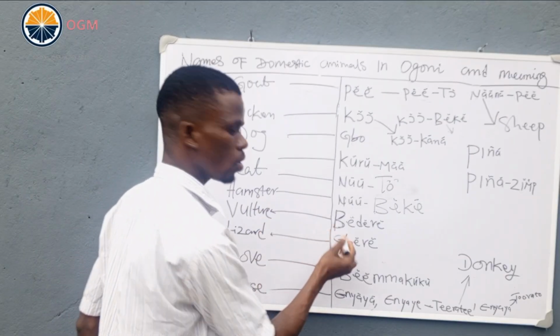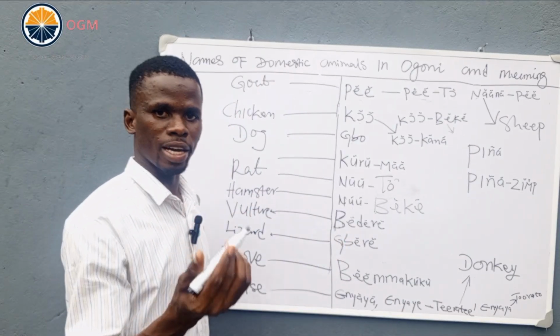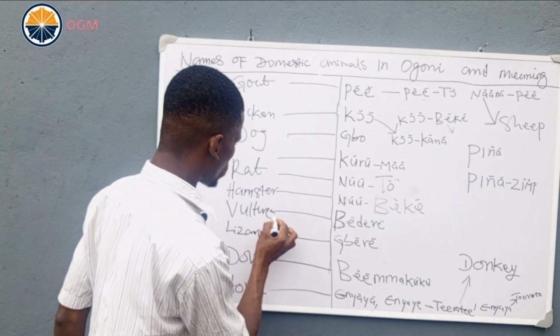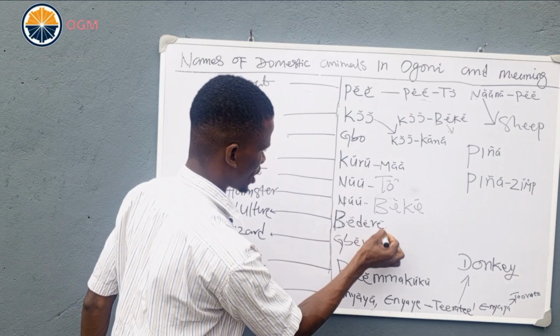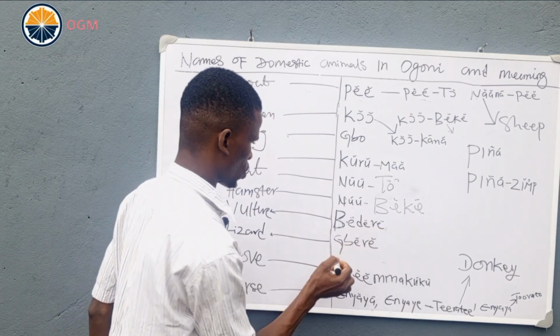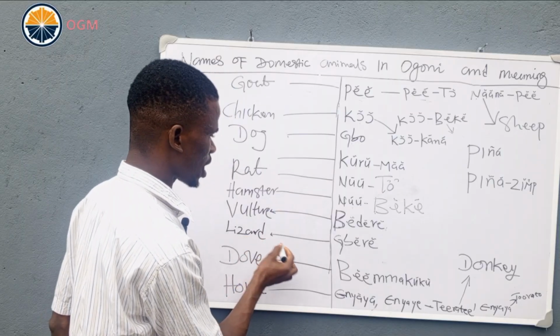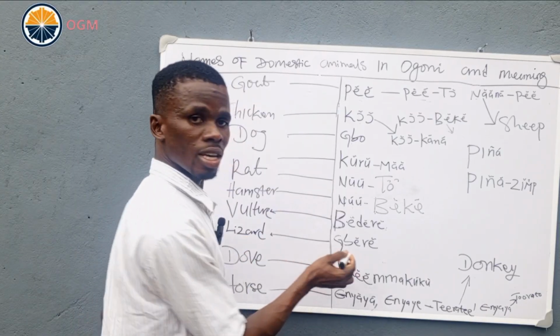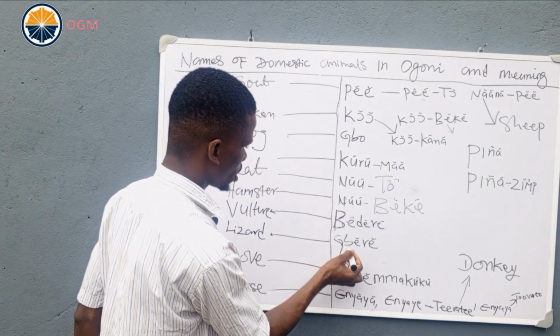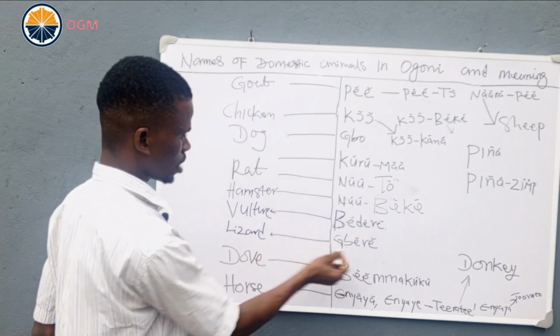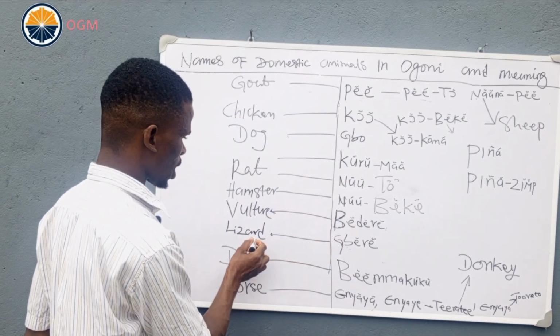Vulture is called bedere. I don't know if people are getting it right, but vulture is called bedere. Here we have lizard, which is bere. Bere is called lizard.